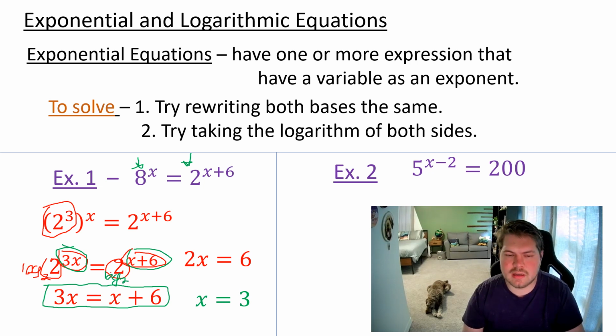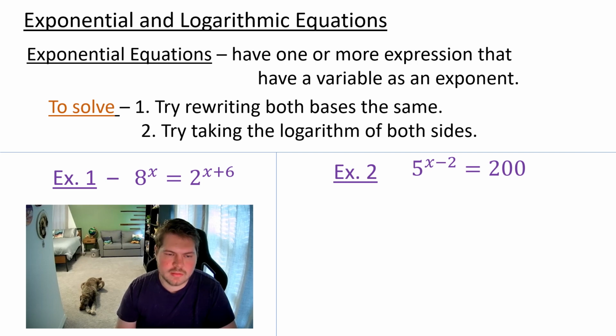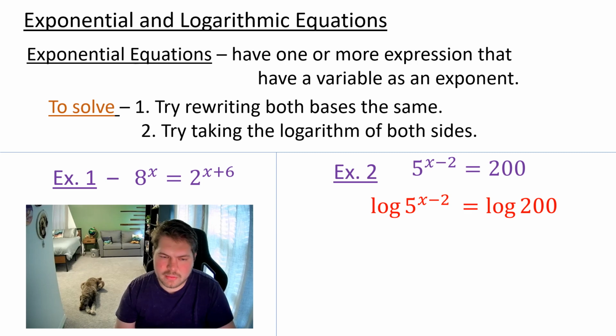Now on this side, we have 5 and then 200. They don't really work well together. There's no 5 to the power of any number that would give you 200, and we can't break 5 down any more than it already is. So we're going to have to log both sides. So we have log of 5 to the power of x minus 2 equals log 200.